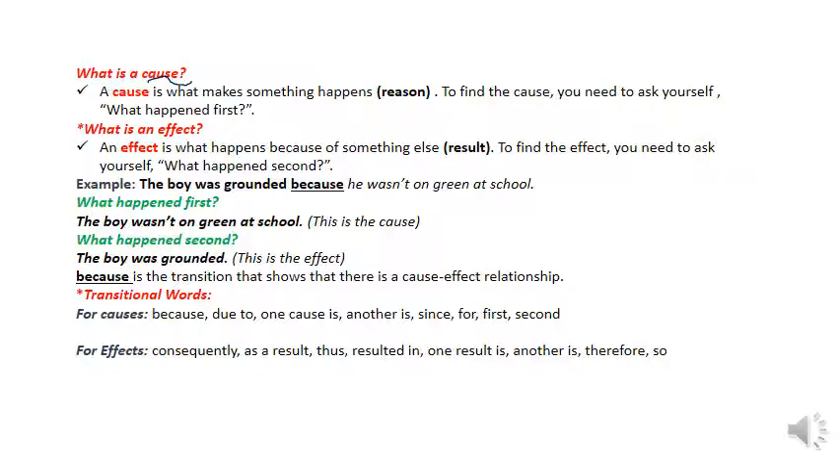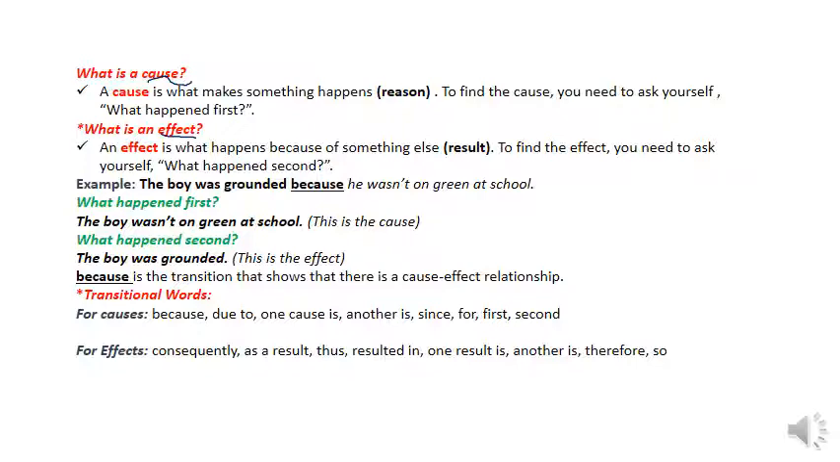The second thing we are going to talk about is the effect, and the effect is the result, or what happened next. Okay, what happened second. So the cause always comes at the beginning and the effect happens next. I'm not saying at the beginning, which means in the sentence the cause is written before the effect. No, I'm talking about the action. The action of the cause happens before the action of the effect.